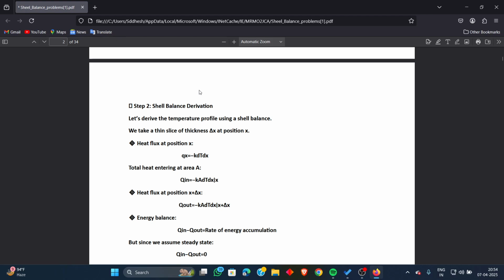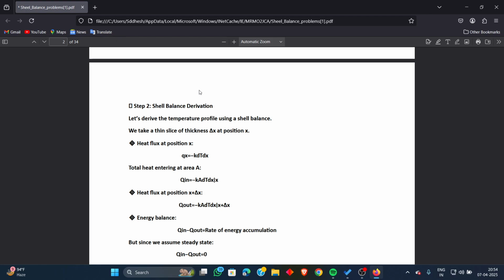Step two: shell balance derivation. Let us derive the temperature profile using a shell balance. We take a thin slice of thickness delta x at position x. Heat flux at position x, qx, is equal to minus k dT by dx. Total heat entering through area A, Q in, is minus kA dT by dx evaluated at x. Sorry, heat at position x plus delta x, Q out, is minus kA dT by dx evaluated at x plus delta x. These are the two terms: heat entering and heat leaving.